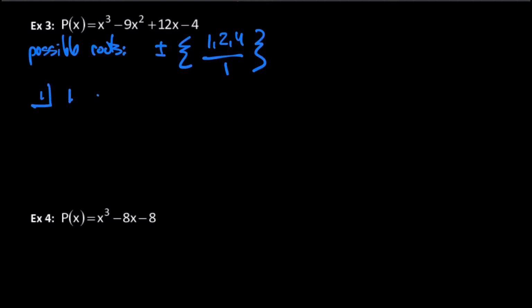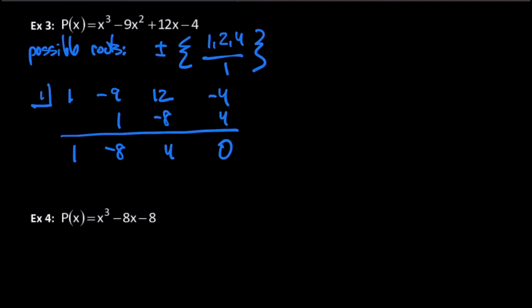Coefficients are 1, negative 9, 12, and negative 4. Bring down, multiply, add, multiply, add, multiply, and add. All right, so that tells me x equals 1 is a root. Here's my depressed quadratic, x squared minus 8x plus 4. And hopefully that factors, but I'm guessing it doesn't because I just talked about the quadratic formula. x squared minus 8x plus 4 equals 0.